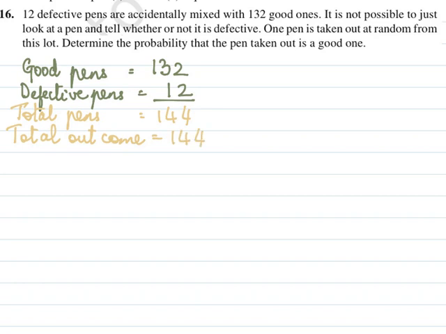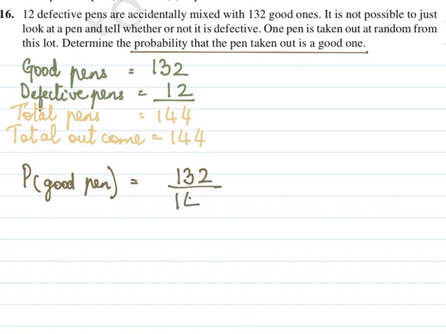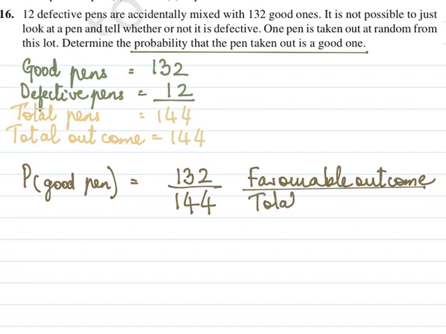The question is, what is the probability that the pen out of it is a good one? So the probability of getting a good pen is, how many good do we have? 132. So 132 over 144 is favorable outcome, and in this case favorable outcome is a good pen over total outcome. That's 132 out of 144. You reduce it and the answer comes 11 over 12.